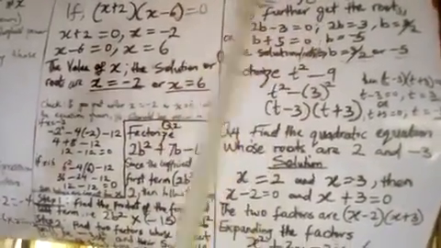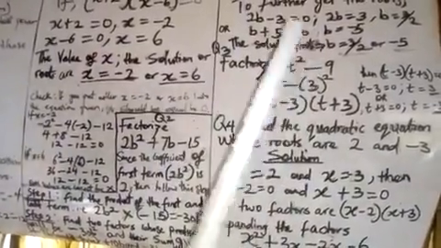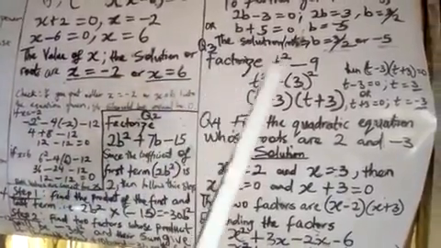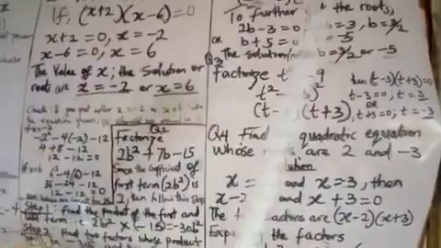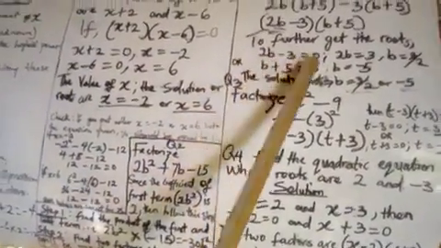Now, we want to make b the subject of the formula. That's what we want to do. You should know that. If you don't know how to make b the subject of the formula, you can check some of our previous lessons to be able to do that. So 2b minus 3 is equal to 0.